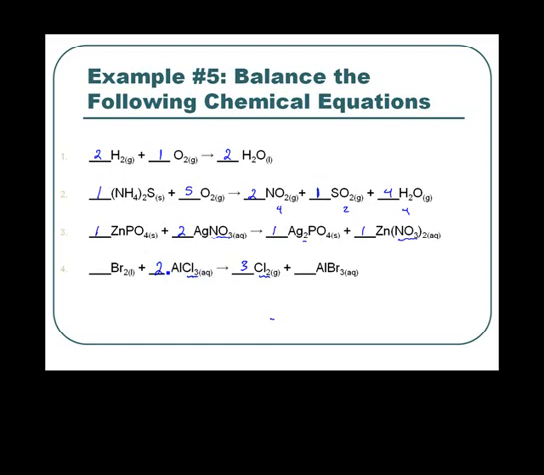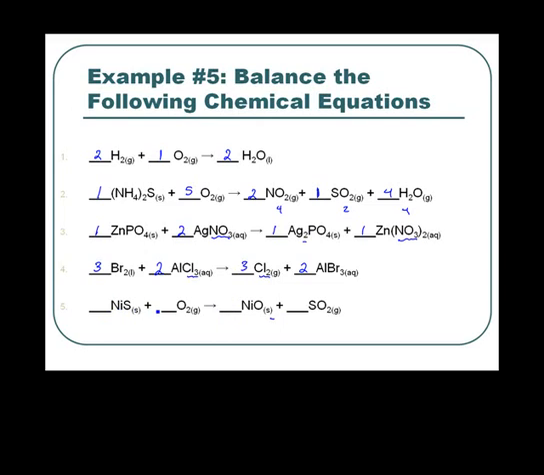And then I go through and I balance my bromines, and we can do the same trick. There's 3 bromines on my product side, there's 2 bromines on my reactant side, so we can balance those by going 3 and 2. And we'll just check to make sure our aluminums are balanced. Here I have 2 aluminums on my reactant side and another 2 aluminums on my product side.